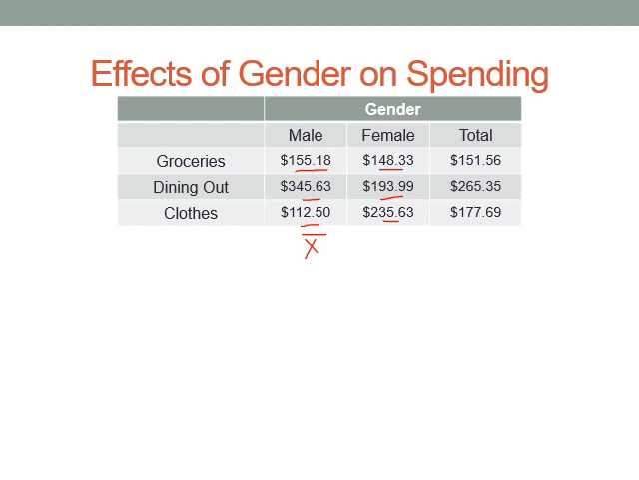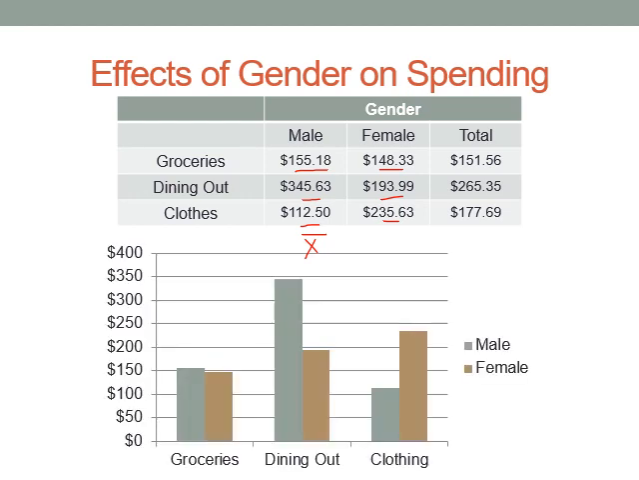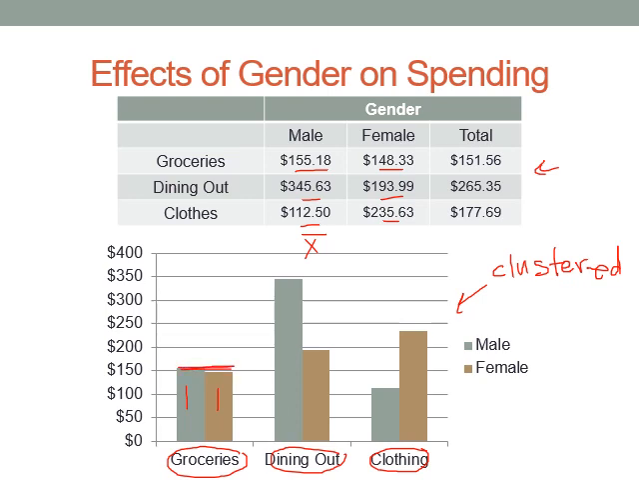So another way that we can visually represent this information is through a bar chart. This is a clustered bar chart. The cluster here means that we have a cluster of responses for groceries, a cluster for dining out, a cluster for clothing, and we have the men's information and the women's information in each of these categories. What becomes clear here, which was perhaps less clear when we looked at these numbers up here, is that men and women seem to be spending roughly the same amount on groceries, but men are spending a lot more on dining out and women are spending more on clothing.